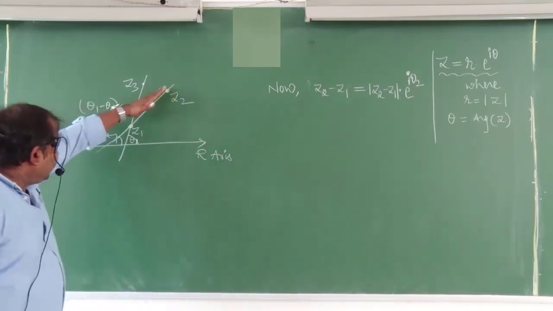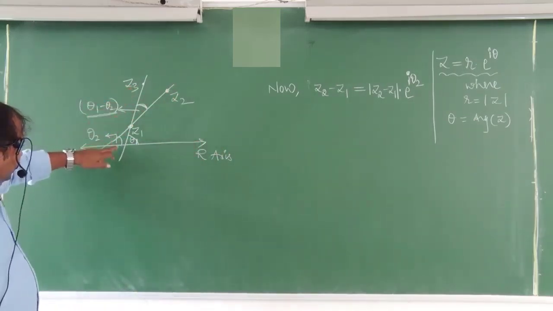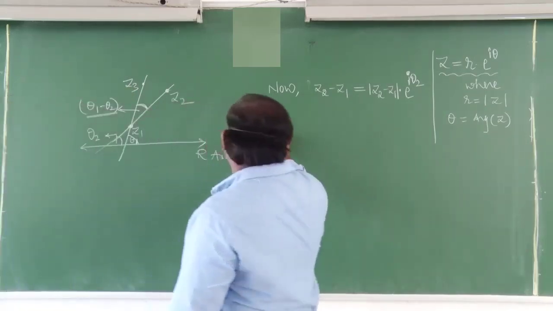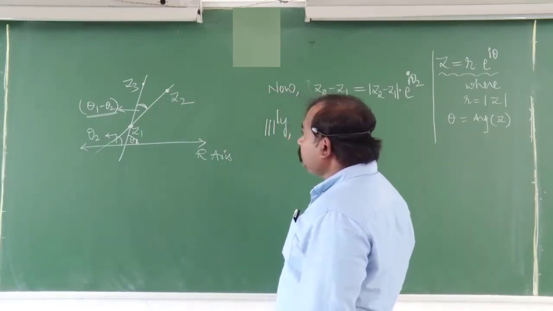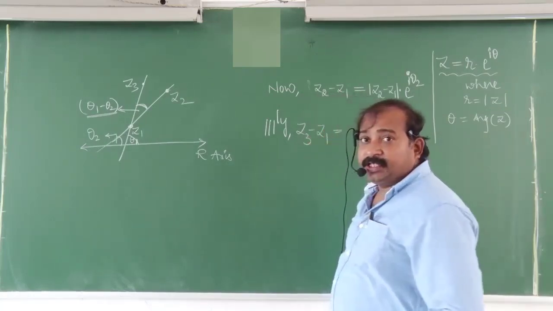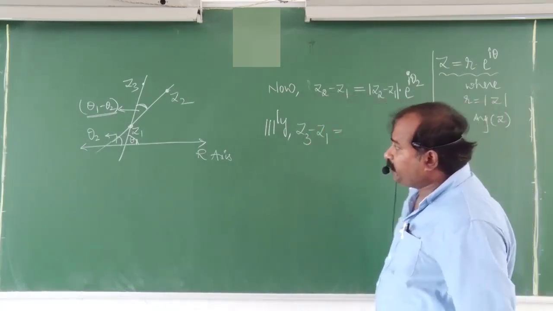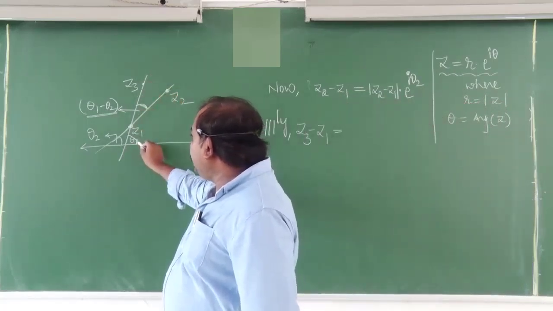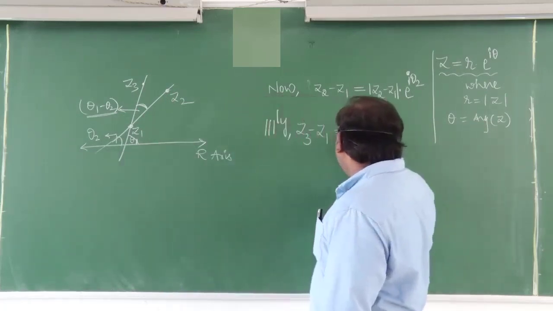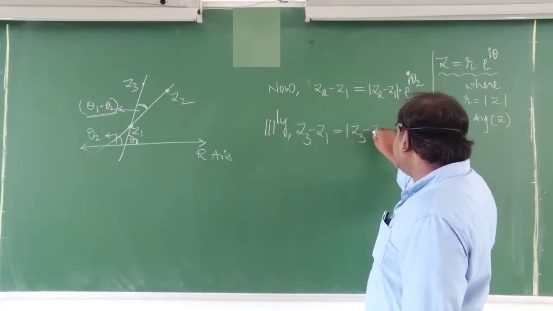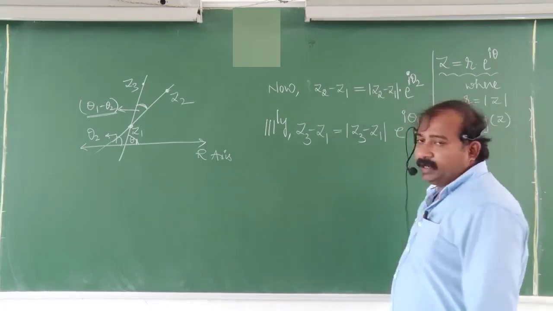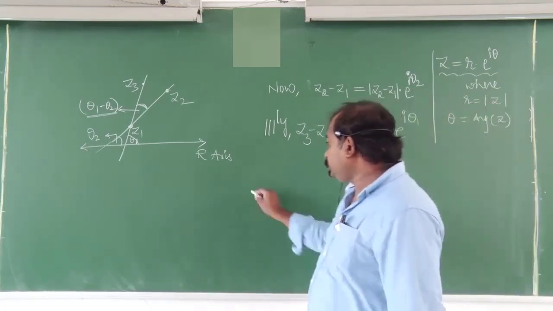Amplitude. What is amplitude? The line making an angle theta 2 with the real axis, so the argument is theta 2. Similarly, Z3 minus Z1. Tell me how I can represent this value? Z3 minus Z1, and here the Z3 Z1 line makes an angle theta 1 with the real axis. So this value is modulus of Z3 minus Z1 into e power I theta 1.